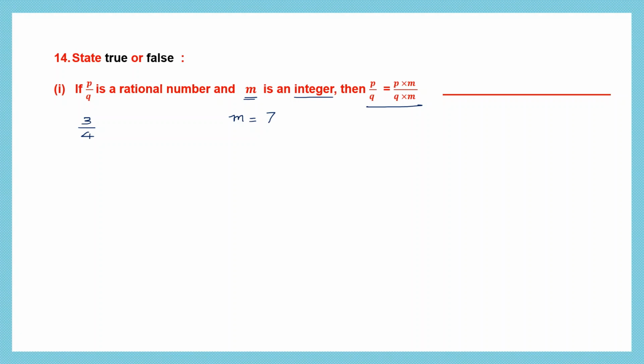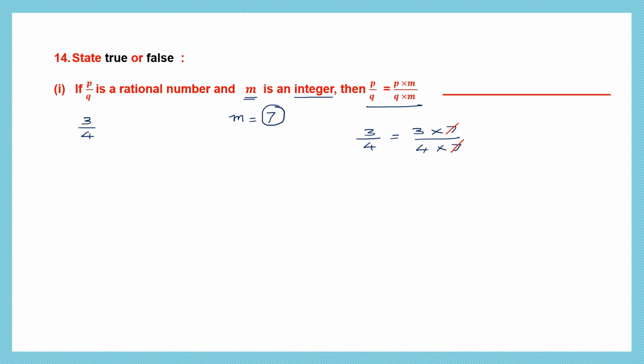So P by Q we said is 3 by 4. This is equal to P is 3 into M, and we have taken M to be a positive integer, 7. So 3 into 7, and Q is 4, so that will be 4 into 7. So now this has become multiplication here on the right hand side, 3 into 7 by 4 into 7.